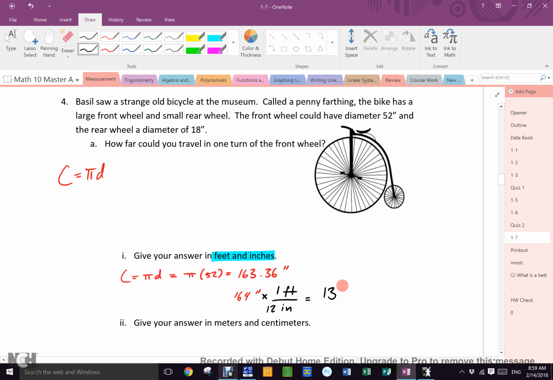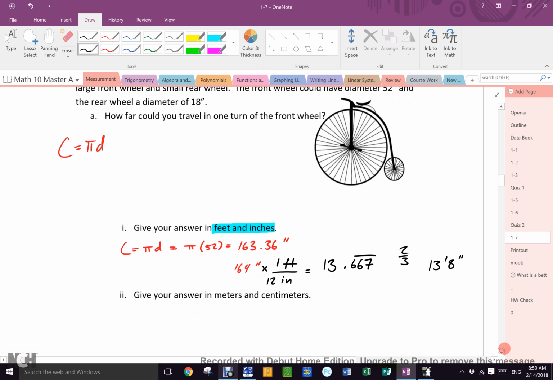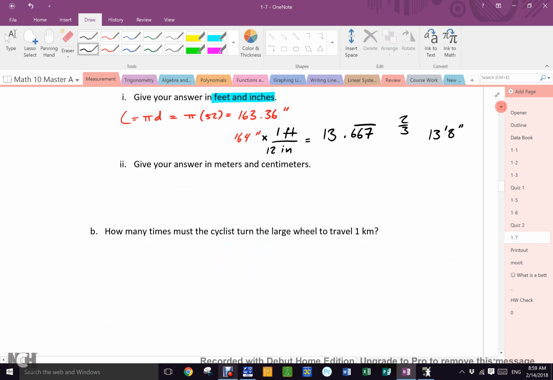It is 13 feet and a decimal, yes? 7 inches. Right? The decimal is 0.667. 6 repeating, yes? What fraction is that? It's 2/3, isn't it? What's a third of a foot? 4 inches. I need 2/3 of a foot. What's that? 8 inches. So I will go 13 feet, 8 inches. I'll be honest, I'm pretty sure I did points.